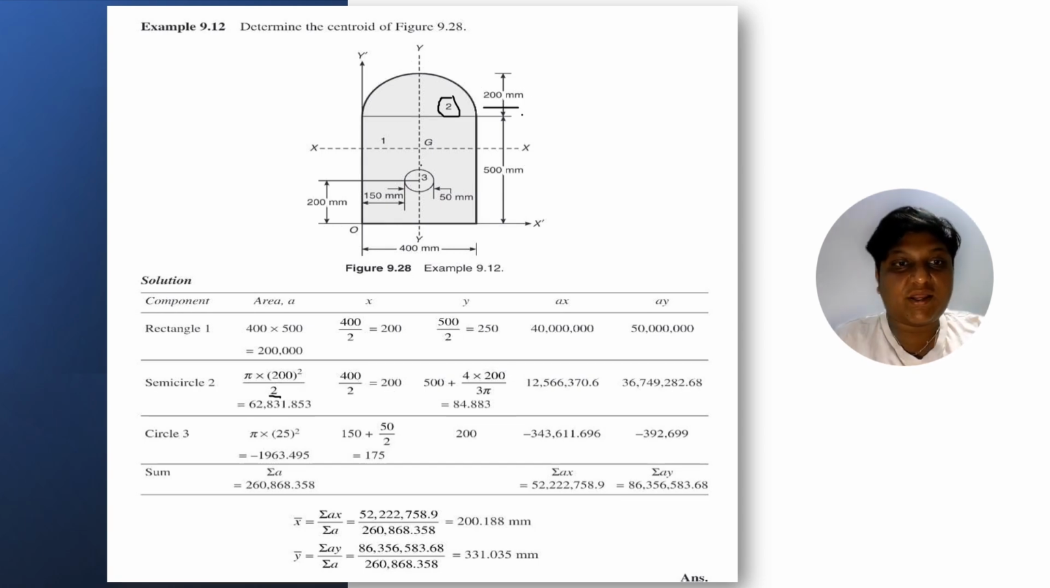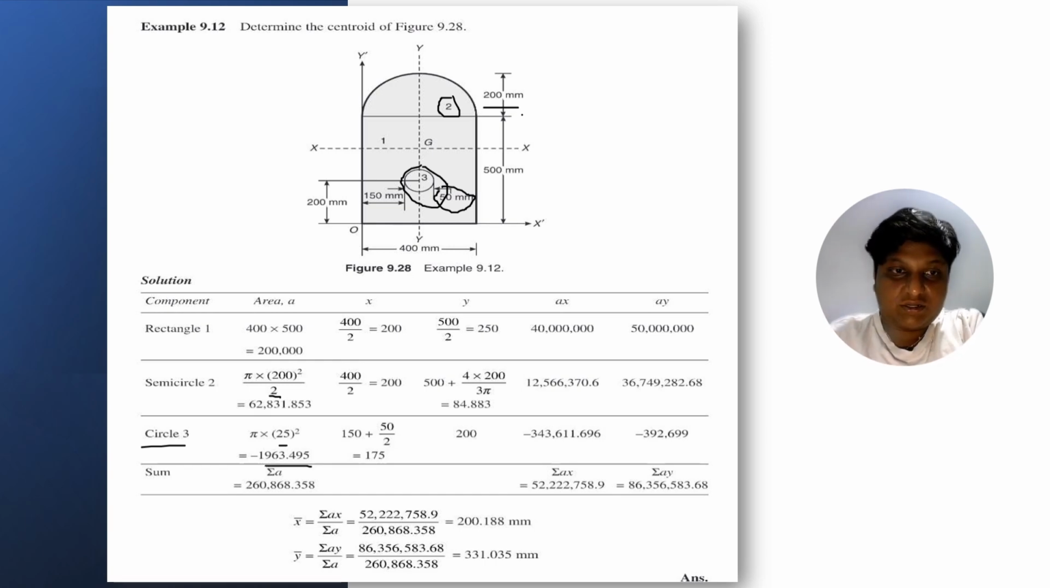The next figure we have taken is a circle. Now the third figure becomes the circle. You know the formula to find the area of the circle: pi r square. Now they have given the diameter of the circle, which is 50 mm. If the diameter is 50 mm, the radius becomes 50 by 2, which is equal to 25. Pi r square is pi into 25 square. So we get the value.